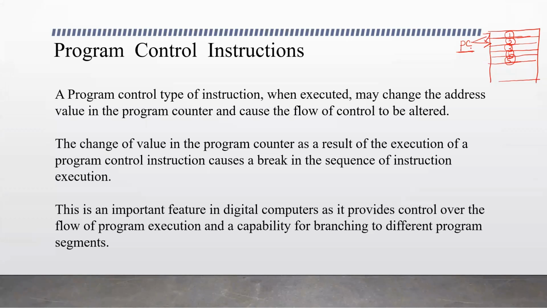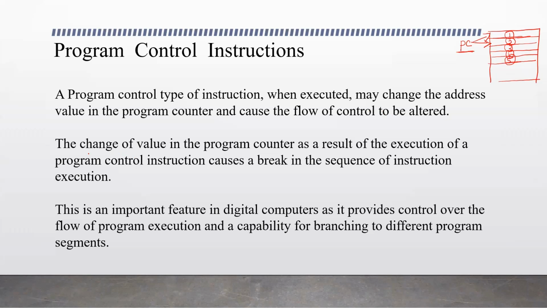So how is it done? When a program control type of instruction is executed, it loads the address that is there in the instruction into the program counter. Otherwise, the program counter will be pointing to the next instruction. To change that, the address given in the program control instruction being executed is loaded into the program counter. So that will be considered as the next instruction. The instruction at that location loaded into PC will be the next instruction. This way, we can change the order of execution of statements.